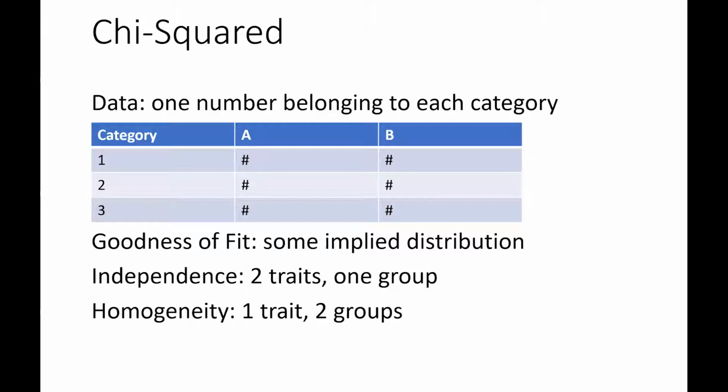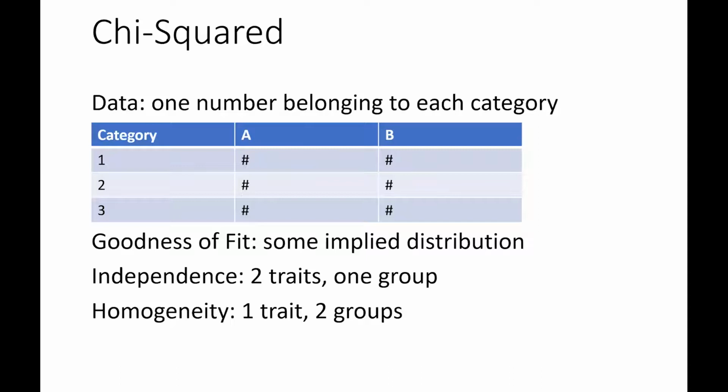For our chi-squared tests, we have one number in each category. We have categories 1, 2, and 3, and we have groups across as well, category A, B. And we're looking at these combinations: A1, B1, A2, B2, A3, B3. We're seeing if there's any sort of interaction, essentially, between the 2 categories. And there's a couple of different types of chi-square tests. Remember, there's goodness of fit, independence, and homogeneity.